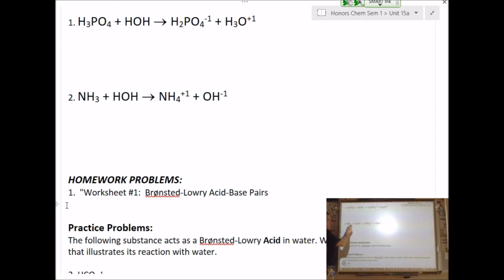Okay, so how many hydrogens do we have here? How many here? That tells us that it's gaining. Okay. So NH3 is acting as what? Acid or base? Base. Very good. So again, if it accepts a hydrogen, it's a base.